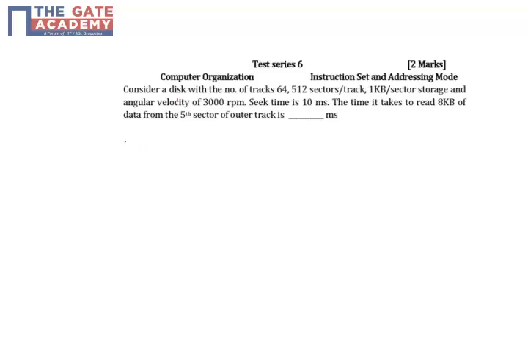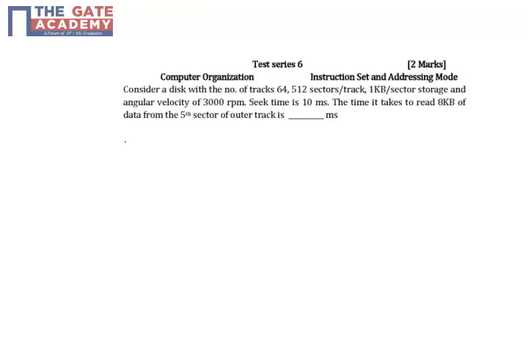In the given question, they have given a disk with some number of tracks, 64, 512 sectors per track, 1 KB size of each sector storage, angular velocity 3000 rpm, and seek time 10 milliseconds. Then they have asked what will be the time taken to read 8 KB of data.